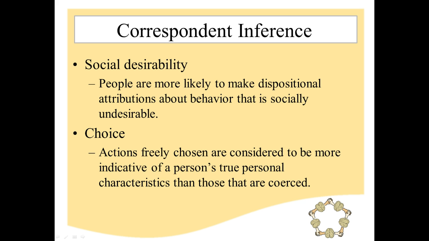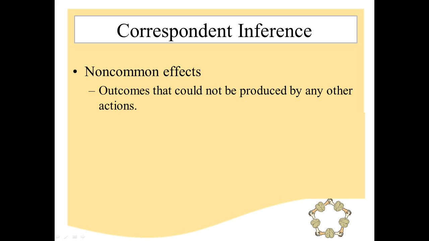Now there is a third element that determines what kind of attribution we will make. And the technical term is called non-common effects. Basically, what this is getting at is: is the behaviour unique? Does it have outcomes that could not be produced by any other actions?